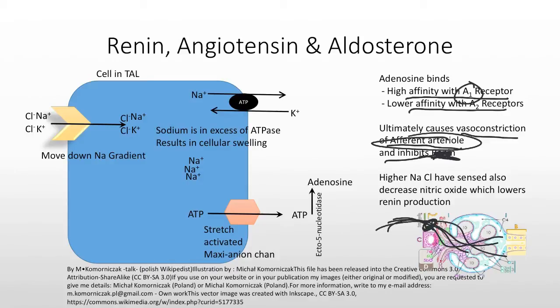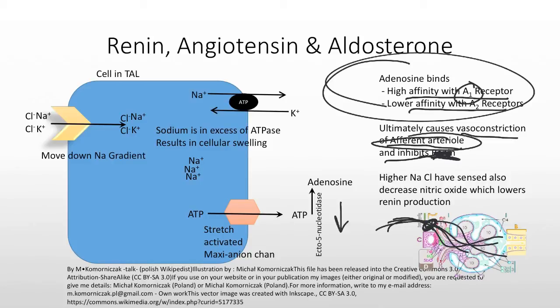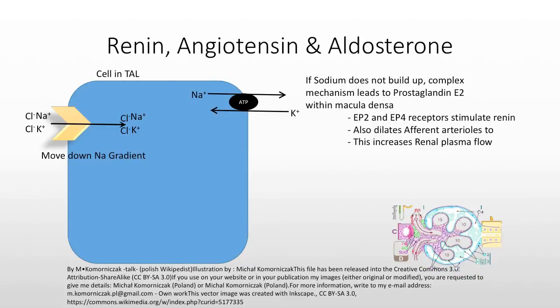And so most of what the evidence shows is that at maximum affinity of this mechanism, we can get a reduction in GFR by about 20%. So if, for example, GFR is 20% of renal blood flow or renal plasma flow, then reducing that by 20% would mean it would go down to 16% of renal plasma flow. So if sodium doesn't build up, like I already said, a very complex mechanism leads to the production of prostaglandin E2 within the macula densa.